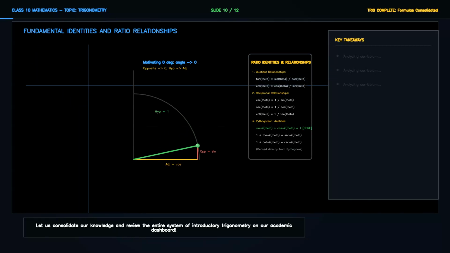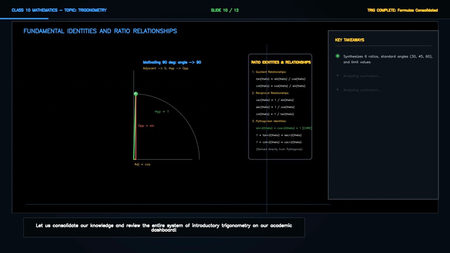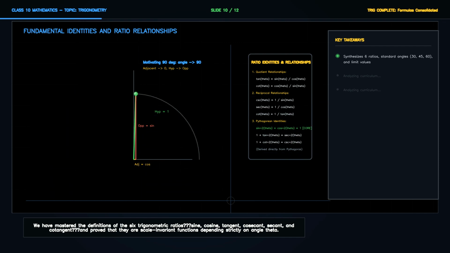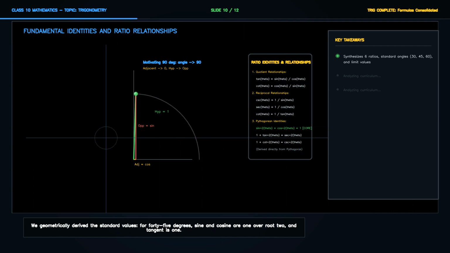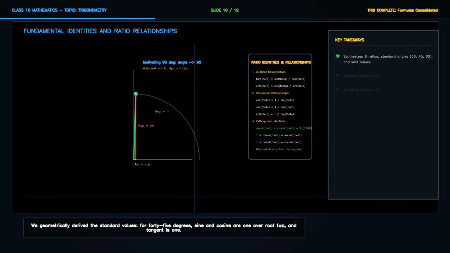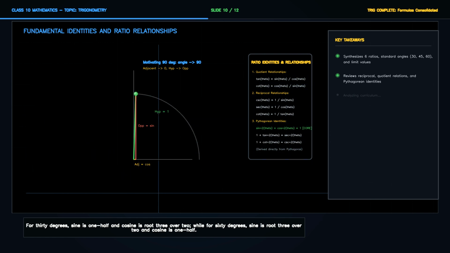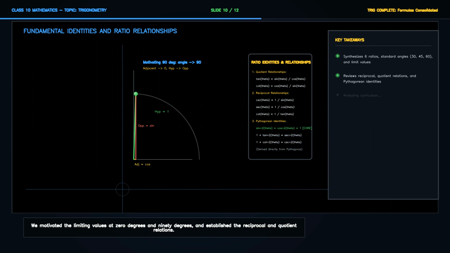Let us consolidate our knowledge and review the entire system of introductory trigonometry on our academic dashboard. We have mastered the definitions of the 6 trigonometric ratios, sine, cosine, tangent, cosecant, secant, and cotangent, and proved that they are scale-invariant functions depending strictly on angle theta. We geometrically derived the standard values. For 45 degrees, sine and cosine are 1 over root 2, and tangent is 1. For 30 degrees, sine is 1/2 and cosine is root 3 over 2, while for 60 degrees, sine is root 3 over 2 and cosine is 1/2.